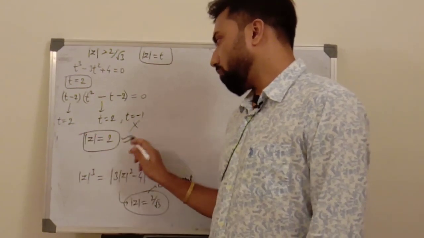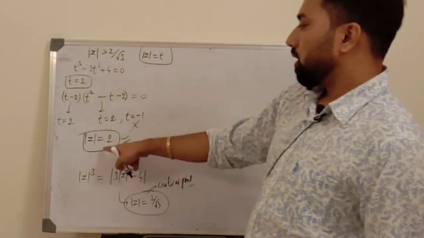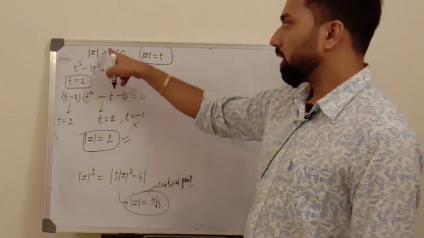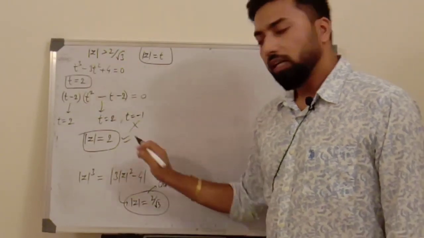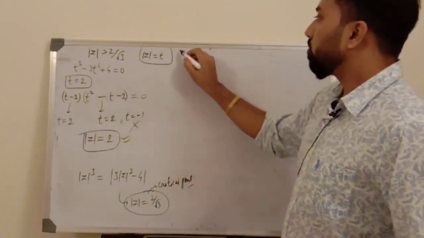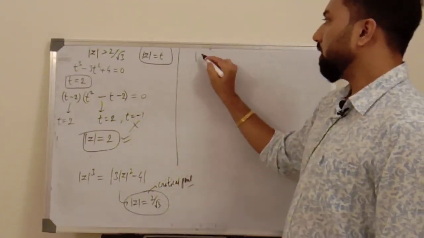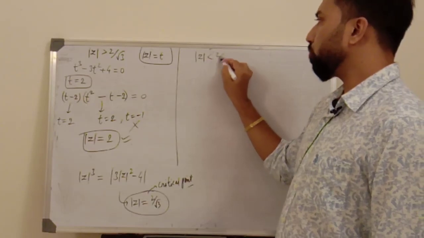Now from here we are getting mod z is equal to 2. One solution we are getting from here. This is acceptable because this mod z equals 2 is greater than 2 by root 3. So this lies in this particular case. This is an acceptable solution. Okay. Now second case we have to take when mod z is less than 2 by root 3.